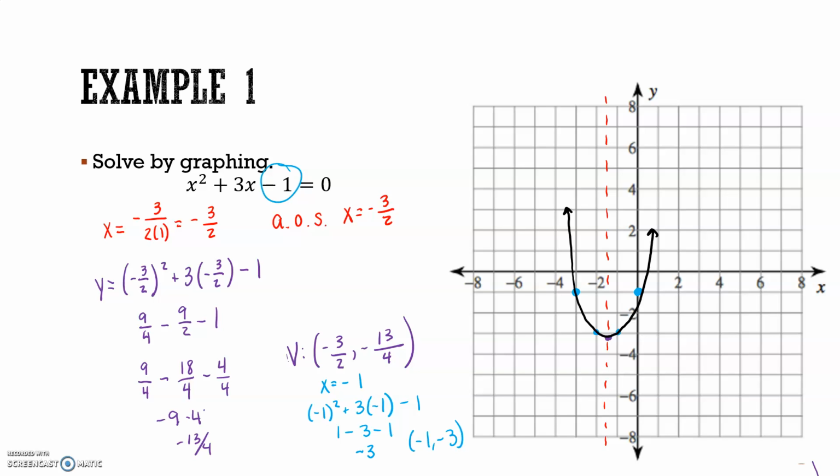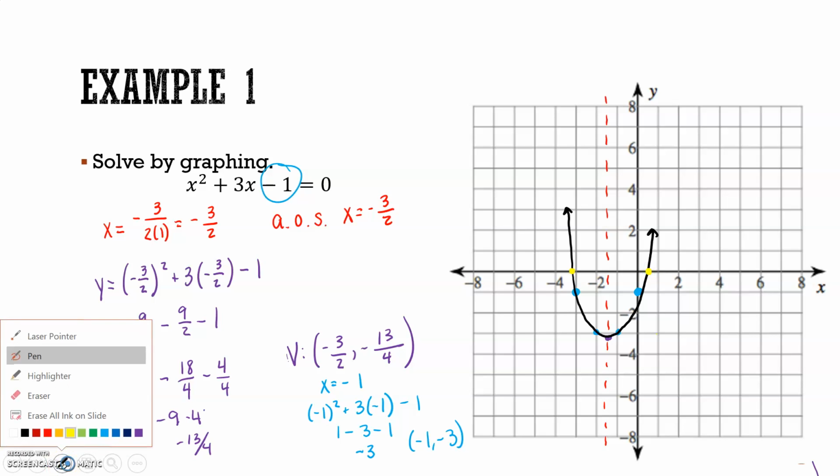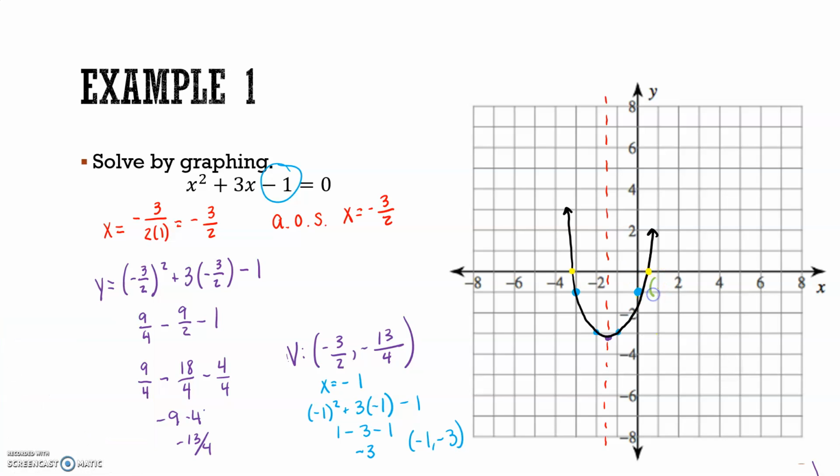So that would be graphing, but then to solve it, I would have to say, okay, where does it cross the x-axis? It crosses right here and right here. What are those points? Take your best guess. Looks like this one is somewhere around 1/2, 0. This one looks like it's at like negative 3, 0. So I would estimate that x is approximately, that's what the squiggly equal sign means, approximately 1/2 and negative 3.1.